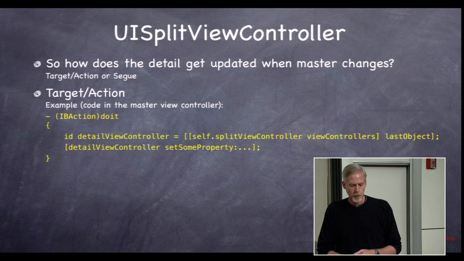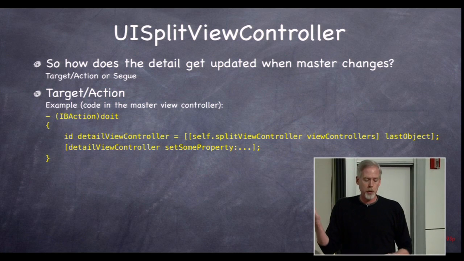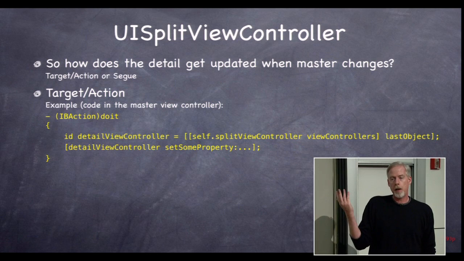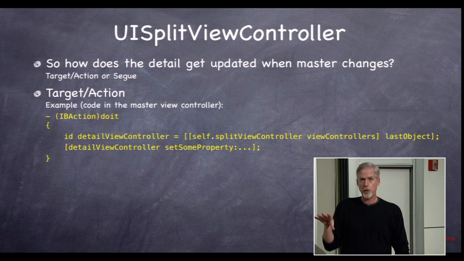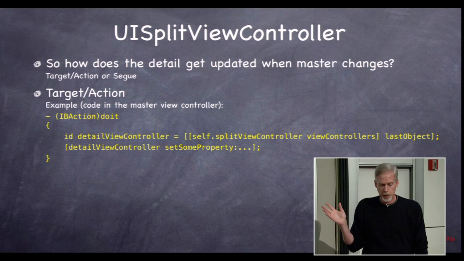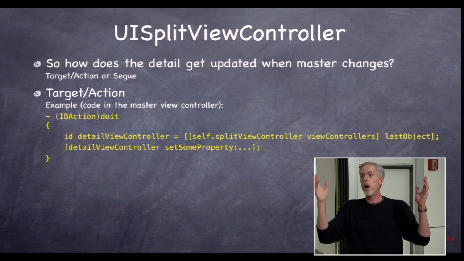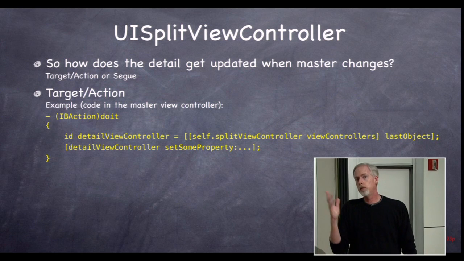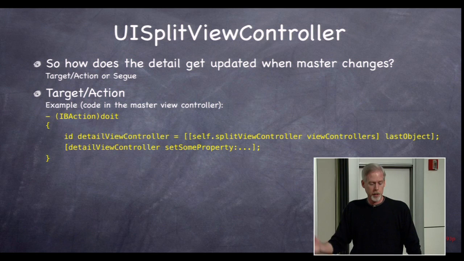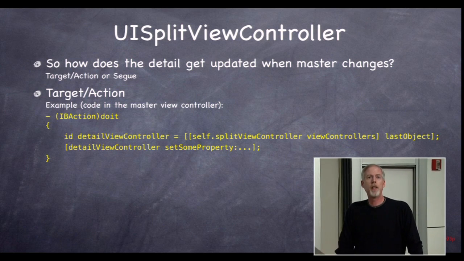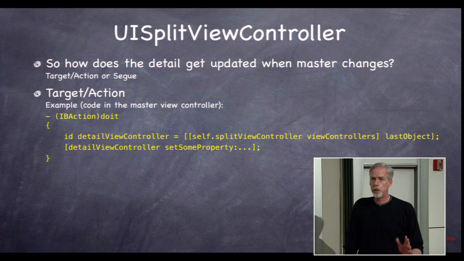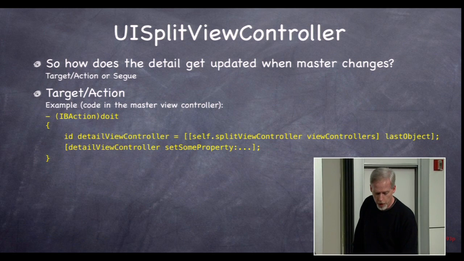So anyway, you get your detail view controller just by getting the last object out of the split view controller's array. Remember that array only has 2 things in it, so you're just going to get the last one. And then you're going to set some properties in it, and it's going to update. That's it. There's nothing else you have to do, right? Hopefully the set some property method inside the detail view controller, whatever it is, updates itself, says set needs display on its views or whatever it needs to do. And that's it. So target action, really simple, straightforward way to do it.